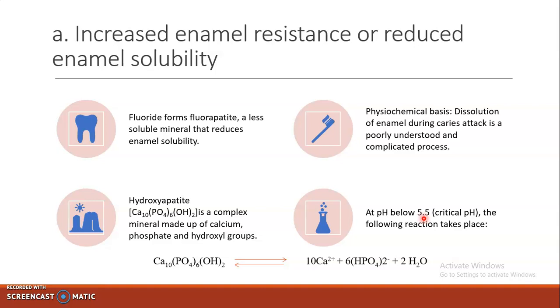We all know as we consume food, you have all heard of Stephan's curve in biochemistry. As soon as glucose enters the body, you see a drop in the salivary pH. Your oral cavity is always subjected to repeated eating. Whenever we eat food, there is a drop in the salivary pH, and when the pH goes below 5.5, hydroxyapatite splits into calcium, phosphate, and water. This is a reversible reaction.